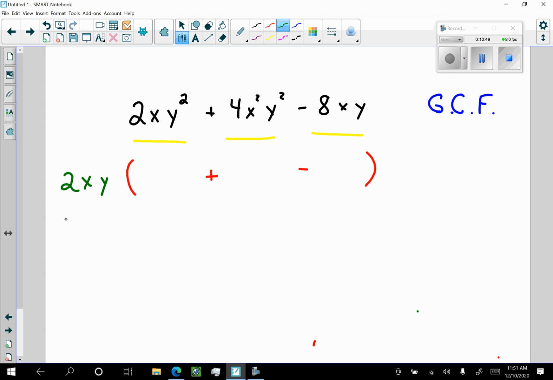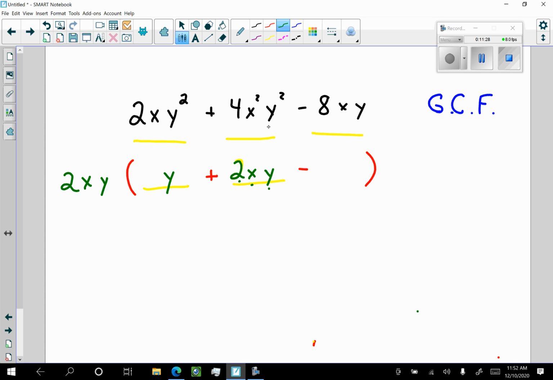And now I ask myself a question. 2xy times what is 2xy squared? Oh, simply a y, because 2x times 1 is 2x, and y times y is y squared. And what goes here? So I ask myself a question: 2xy times what is 4x squared y squared? I believe that's going to be 2xy. 2 times 2 is 4. x times x is x squared. y times y is y squared.